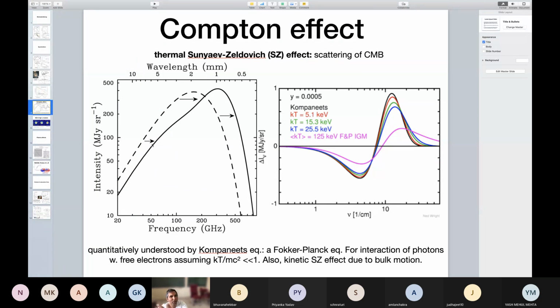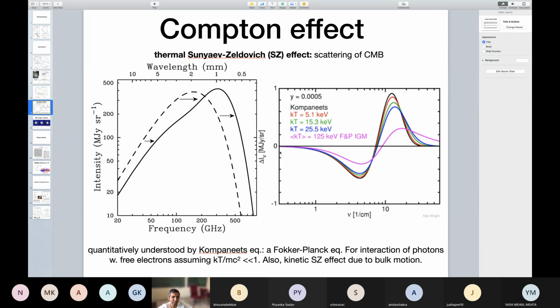But only a small fraction of these photons get scattered. So the CMB spectrum will not change all that much. The reason is not all the photons are getting scattered. Okay, so this is exaggerated. This difference in the intensity is exaggerated here, but this is a realistic value, right?